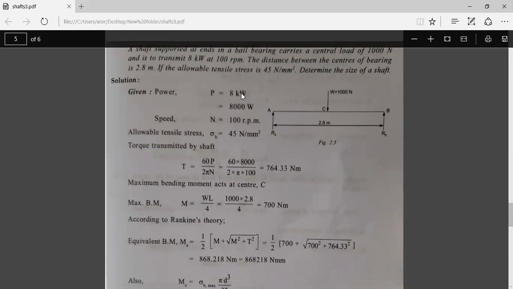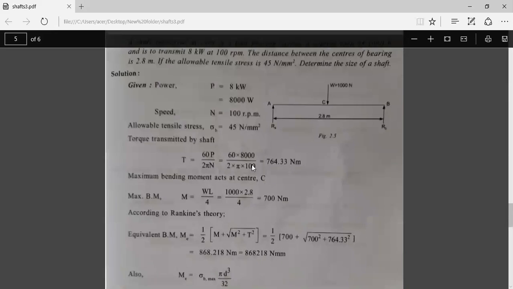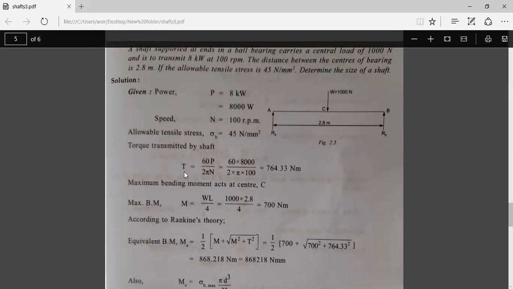So here maximum tensile stress ఇచ్చింది కాబట్టి కంపల్సరిగా ర్యాంకిన్స్ థియరీ యూజ్ చేసుకోవాలి. ర్యాంకిన్స్ థియరీ అంటే Me is equal to sigma b max into pi d cube by 32. In that, first we are going to calculate the Me value. Me value means half into M plus square root of M square plus T square. So here M value we need and T value we need. So for that reason, first we can calculate torque by power transmission, because we are having power value and RPM value. By that equation, we can get the torque value 764.33 Newton meters. So P is equal to 2 pi N T by 60 నుంచి మనం T value అనుకున్నాం.